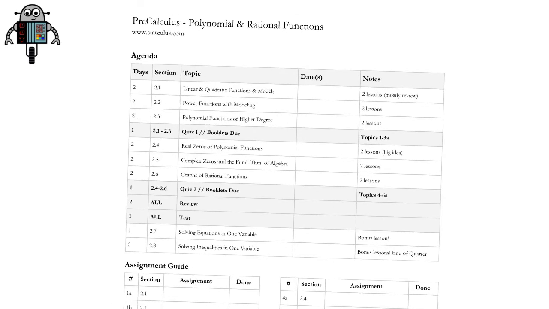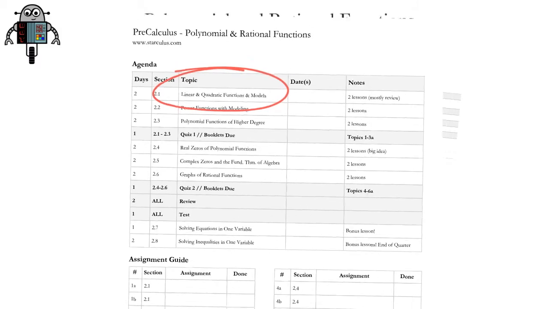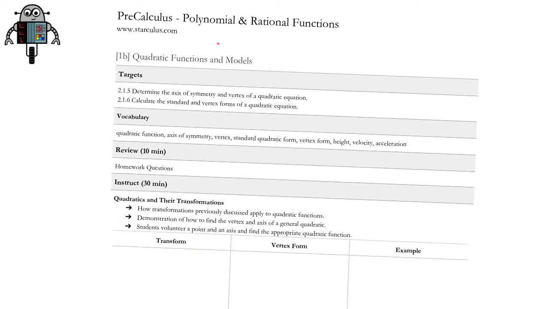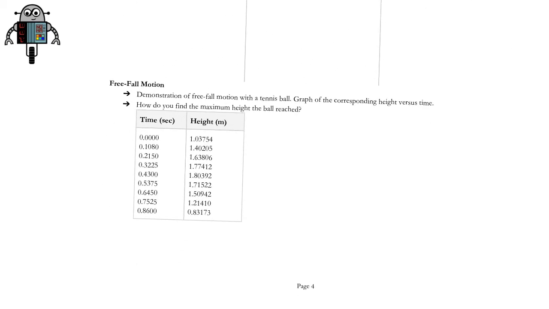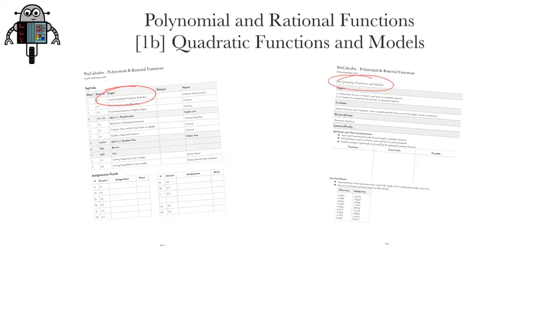This is the second lesson of a topic titled Linear and Quadratic Functions and Models. Lesson 1b focuses on quadratic functions and models. We'll learn about quadratics and their transformations, including standard form and vertex form. We'll also learn about freefall motion and how to model data using a quadratic function.